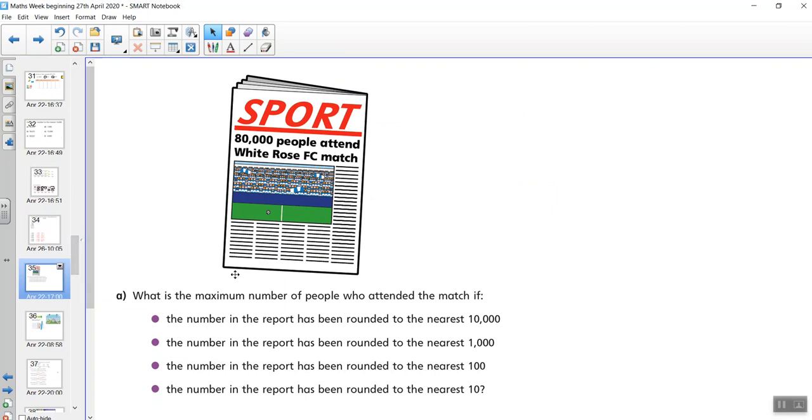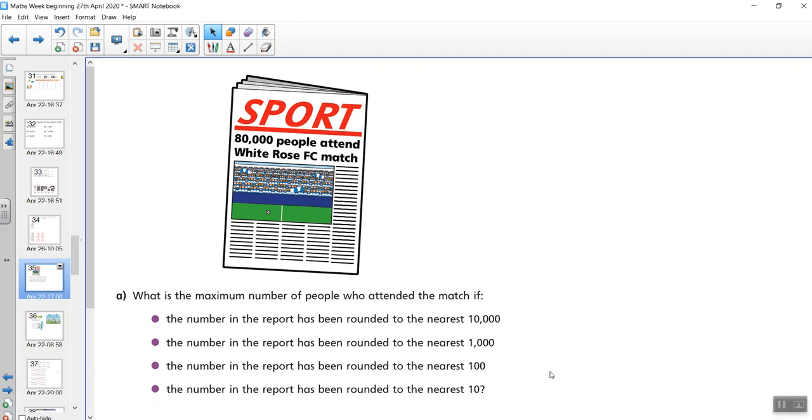This is our last activity for today. You can see we've got a newspaper report. It's the back of the newspaper, and it says that 80,000 people attended the White Rose Football Club match. And you're being asked to find out what's the maximum number of people who attended the match if the number reported was rounded to the nearest 10,000. So if 80,000 is a 10,000 number, what could the largest number of people have been? And if 80,000 had been rounded to the nearest thousand, what could the largest number of people be?